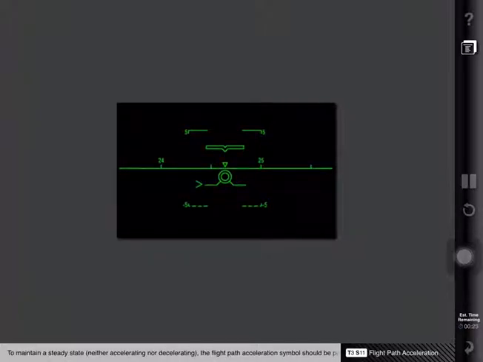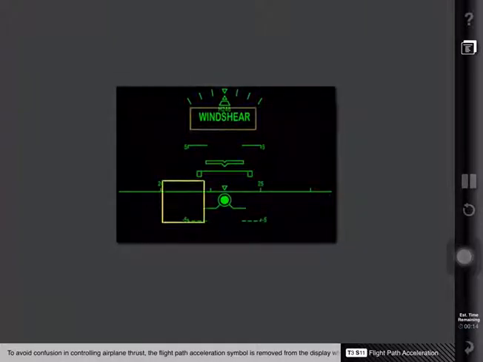To maintain a steady state, the flight path acceleration symbol should be positioned directly to the left of the left flight path vector symbol wing. To avoid confusion in controlling airplane thrust, the flight path acceleration symbol is removed from the display when a low-level decreasing performance wind shear is detected below 400 feet AGL.